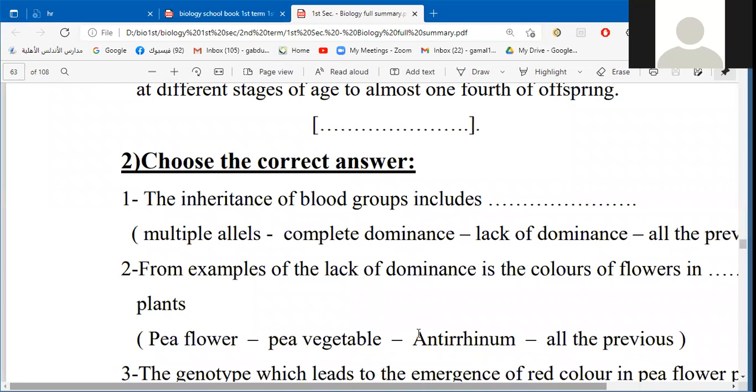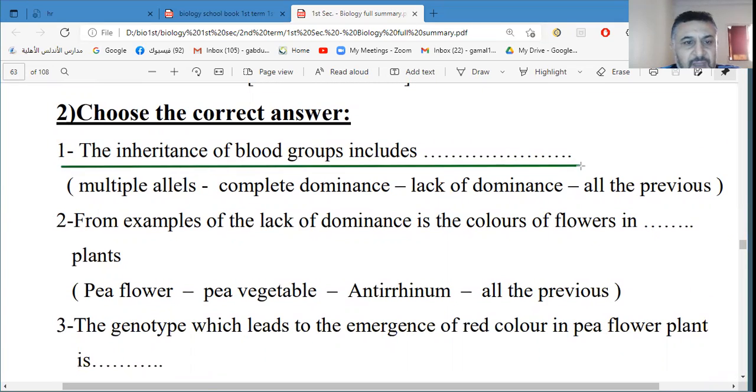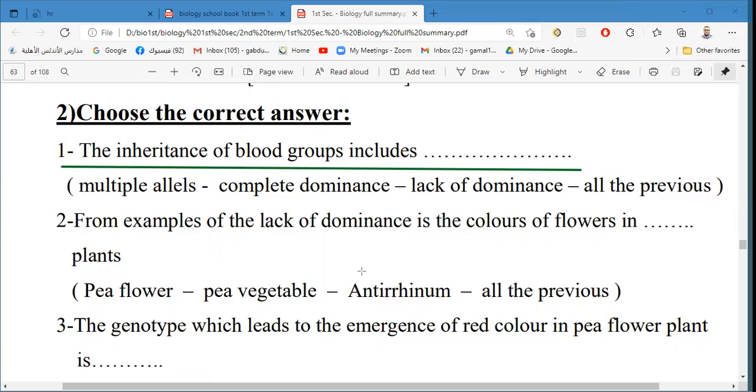Salma, your question. Number 1, choose the correct answer. The inheritance of blood group includes what? Multiple alleles, complete dominance, lack of dominance, all the previous. What do you think? Blood group contains? Lack of dominance?